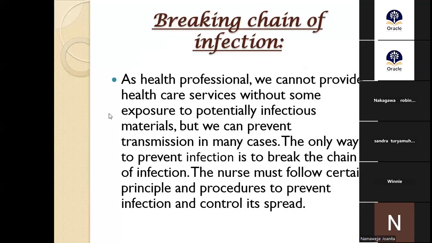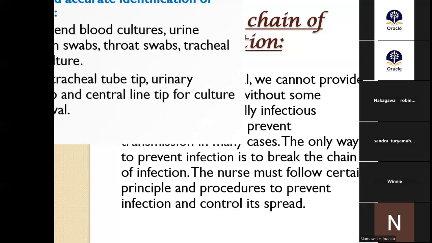How do you break the chain of infection? You've seen the interconnectedness. When you remove one of those components or links, you break the chain and stop transmission of the infection. As health professionals, we cannot provide healthcare services without exposure to potential infectious materials, but we can prevent their transmission by breaking the chain of transmission of those infections. Those are IPCs. So we follow the infection prevention and control measures in order to prevent those.